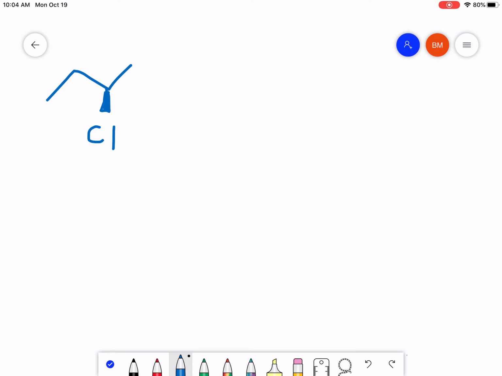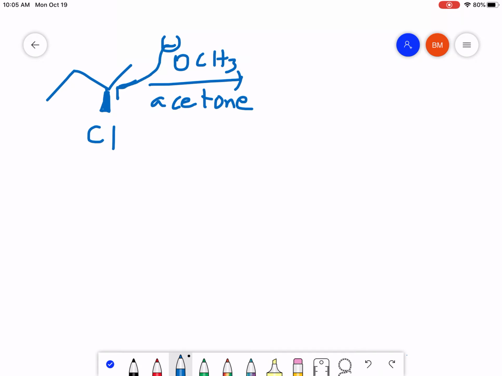Let's say we had that. And let's say, again, we're just using methoxide. I'm going to go the shorthand approach here and just go ahead and omit the sodium. I'll use acetone again as a solvent. All right, so again, if we're looking at the reaction mechanism, it's pretty simple. This goes in, attacks that carbon, Cl- leaves.